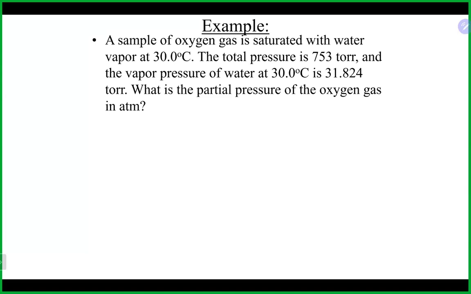As I mentioned before, this is the key phrase in this problem. A lot of times you'll see "saturated with water vapor." Again, that is an indication that we're collecting this gas over water, and we have the situation we just talked about, where the partial pressure of your gas is the total pressure minus the vapor pressure of water. In this particular problem, they were nice enough to give you the vapor pressure of water. On other problems, sometimes you do have to refer to the table and look it up yourself.